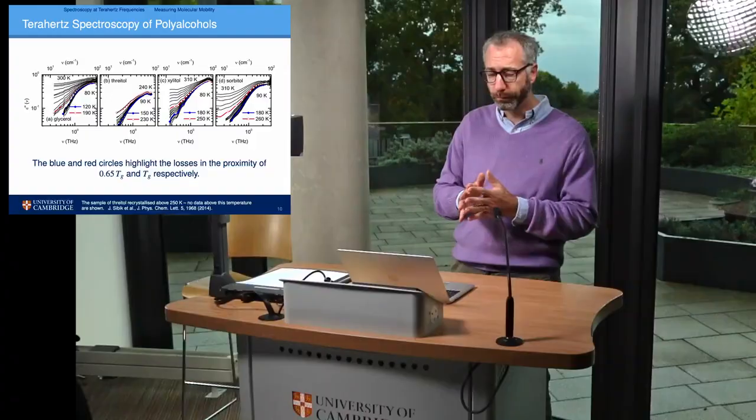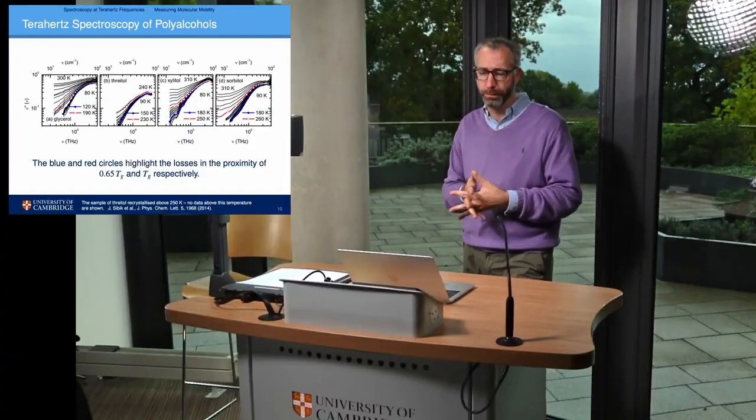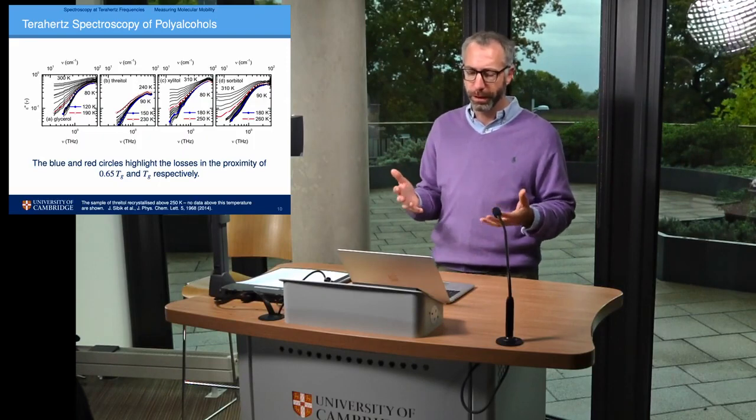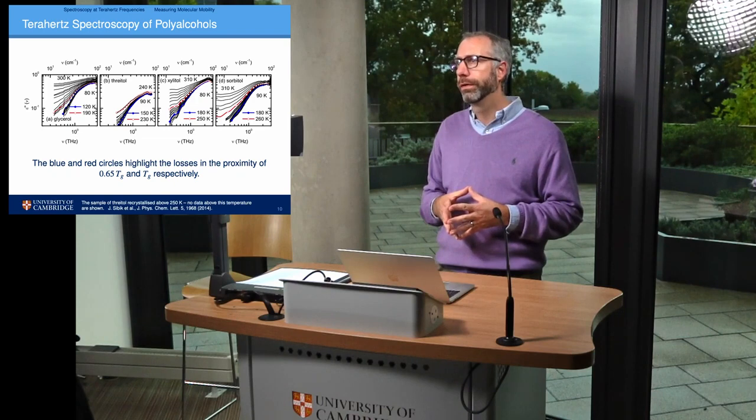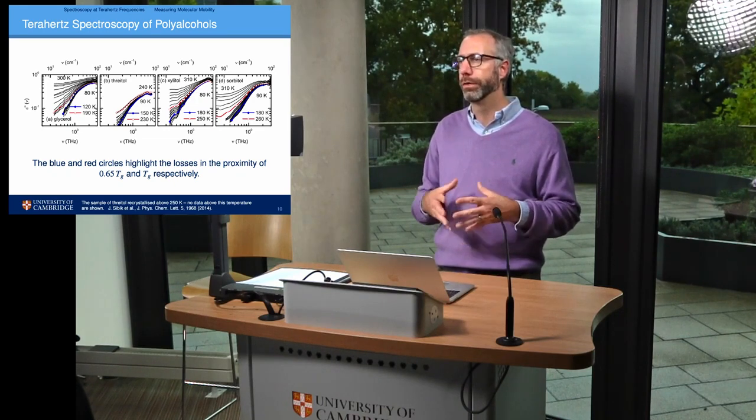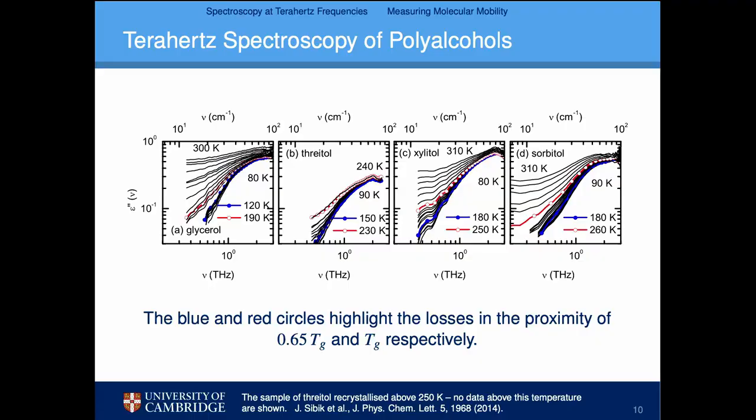So put together, the characteristics discussed thus far mean that terahertz spectroscopy is a very sensitive technique to probe mobility of molecules in liquids and disordered solids. Now, we first explored the utility of the method at the example of a set of 4 polyalcohols, 2 of which, sorbitol and glycerol, are widely used as a set of model glass formers with characteristically fragile and strong liquid behavior, respectively. What we can see here are the loss spectra of all 4 materials as they were heated from liquid nitrogen temperatures all the way to room temperature.